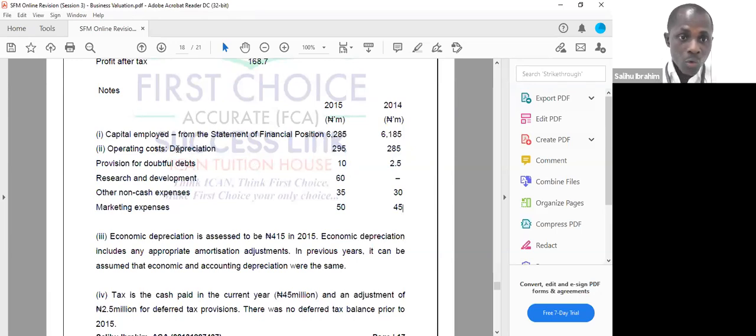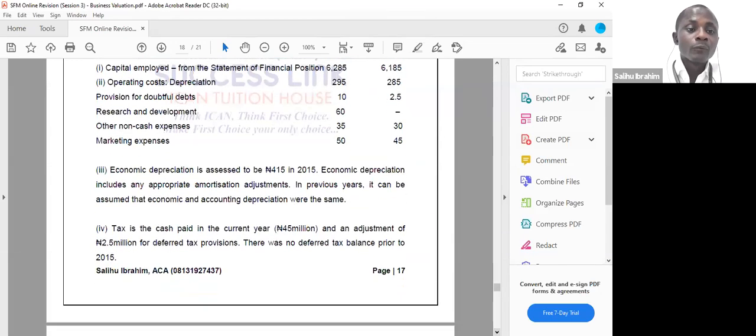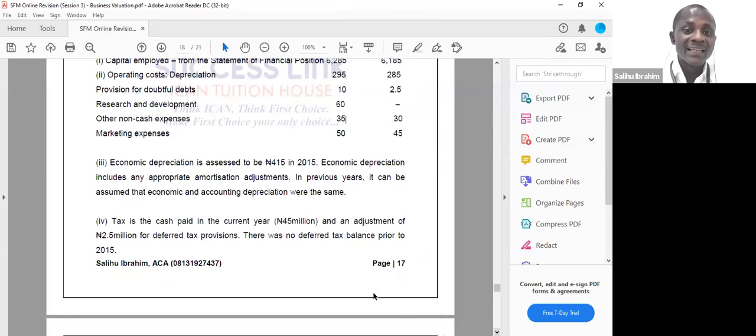Now, we have depreciation. Depreciation for 2015 was 295, 285 in 2014. Provision for doubtful debt, 10 in 2015, 2.5 in 2014. Research and development, 60 in 2015, nothing in 2014. Other non-cash expenses, 35 in 2015, 30 in 2014. Marketing expenses, 50 in 2015, 45 in 2014. That is note 2. Now, note 3: economic depreciation is assessed.